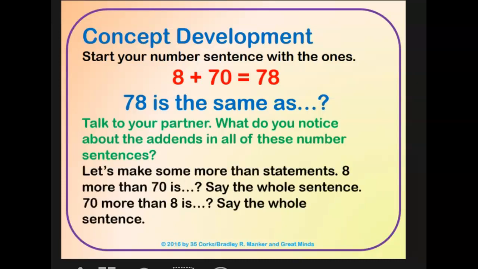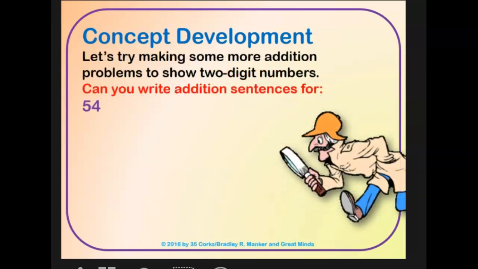So you could say that it's 8 more than 70. You could say it's 70 more than 8. You could say it's 78. You could say it's 7 tens, 8 ones. There's tons of different ways that we could say that number, right?